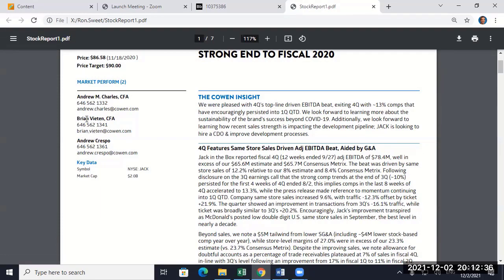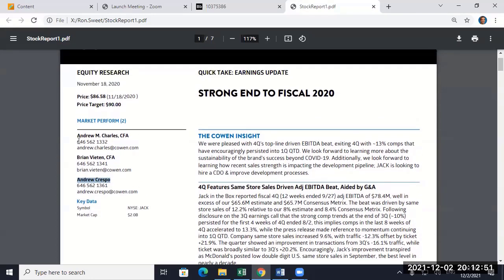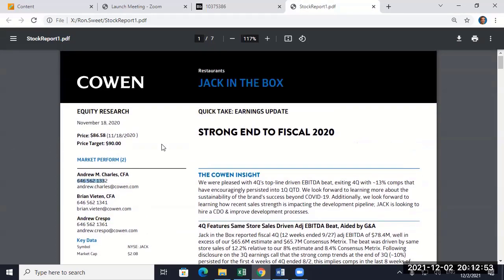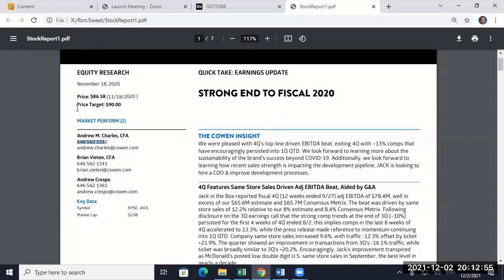But anyway, what else do you notice about these names? CFA. CFA, you think Andrew's feeling any pressure? So maybe he is the newbie. They even put their phone numbers on there and emails. So if you can do something like that, that's fine. Just make it look professional.